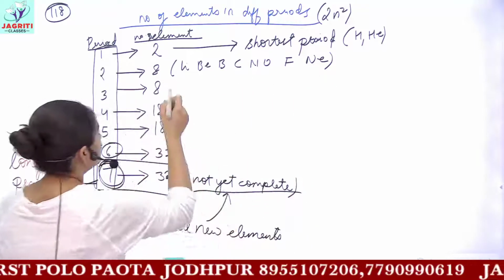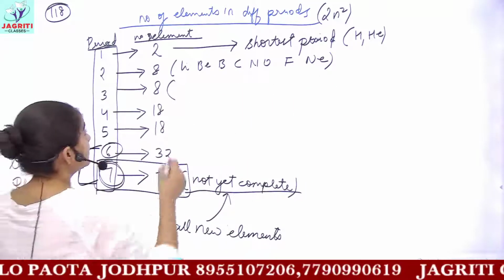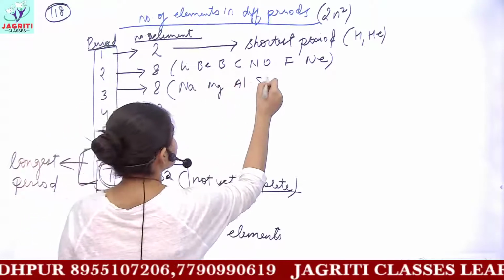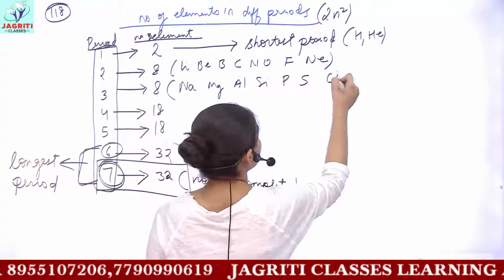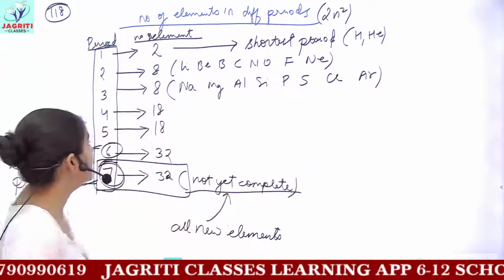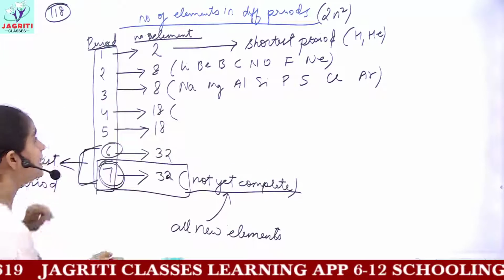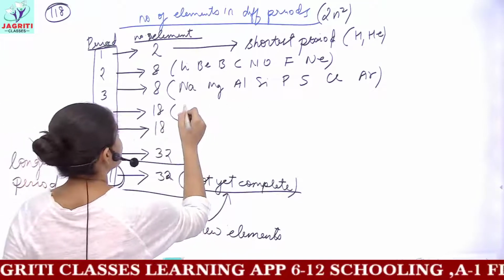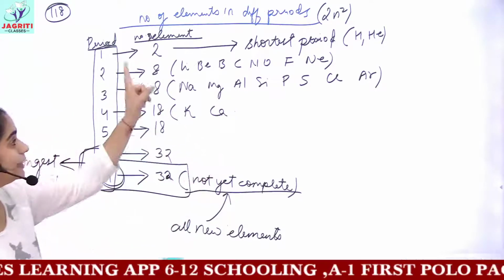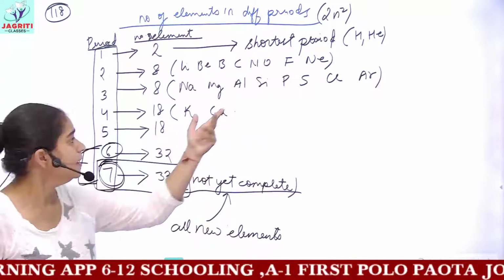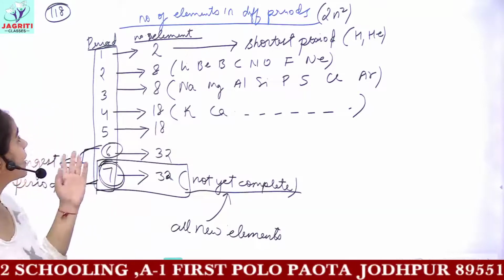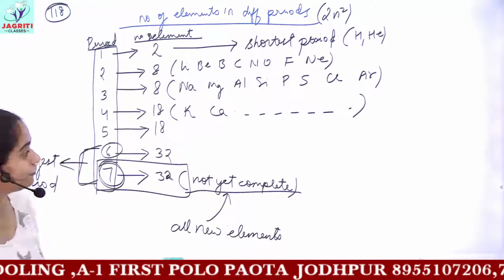Then after neon you can write, in your third period you have sodium, magnesium, aluminium, silicon, phosphorus, sulfur, chlorine and argon. So this completes the 8 elements of your third period. In the next you have 18 elements, that is potassium and calcium. Up to calcium you have to remember their symbols, atomic numbers, everything, and there is no need to remember what comes after calcium. Okay, so this is an account of the number of elements present in different periods.